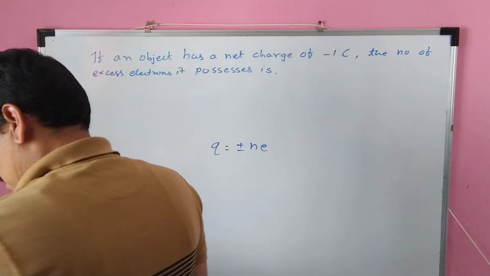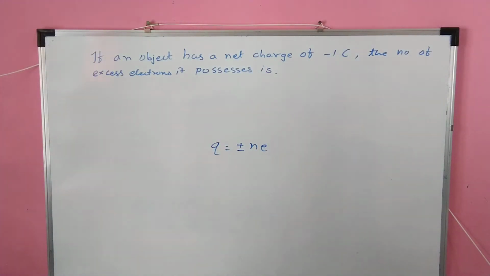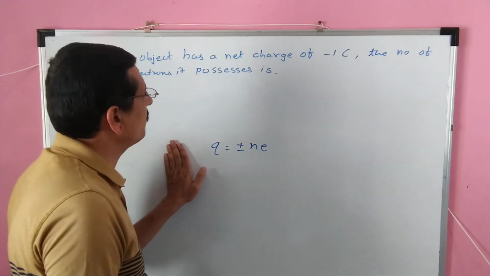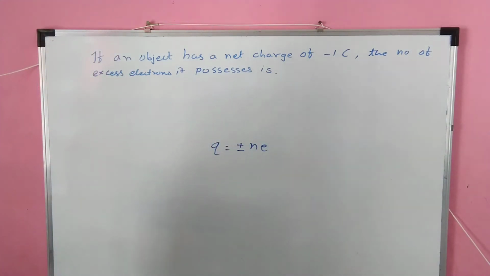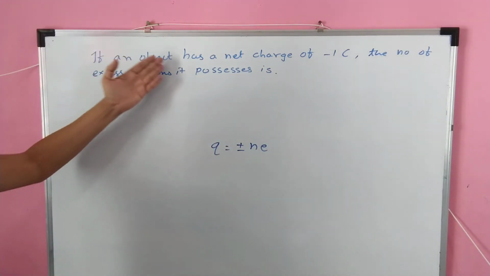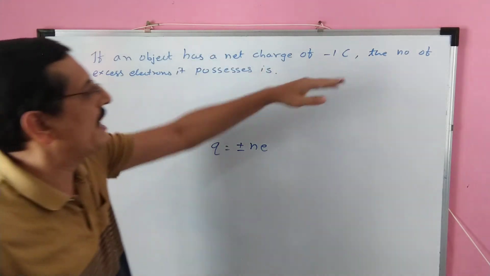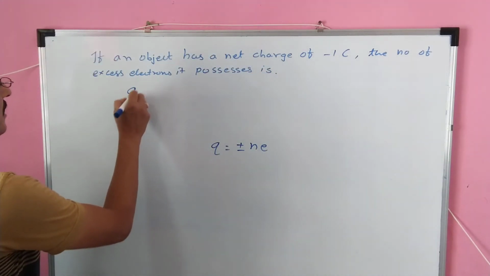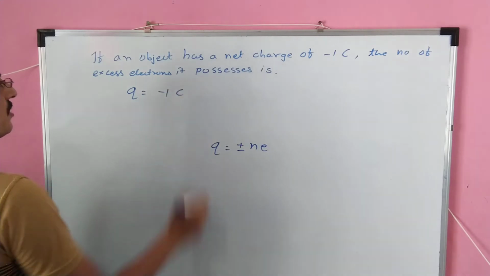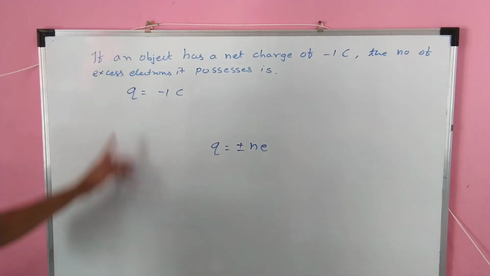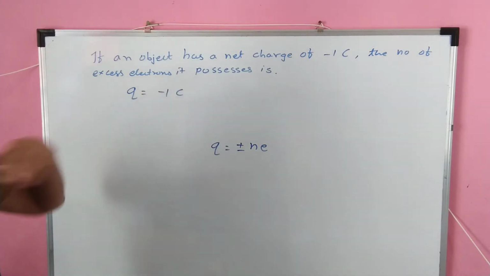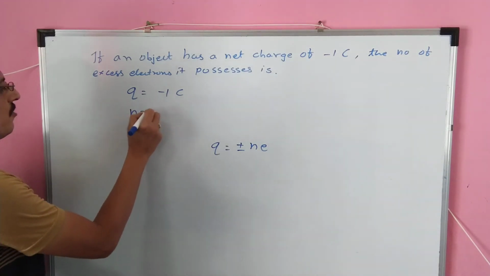There are four options also, students. I am not writing the options for this. Let's calculate this value and we'll check. So if an object has a net charge of minus 1 coulomb, it means the value of Q is given to you as minus 1 coulomb. The number of excess electrons it possesses is what you have to find out, the n value.